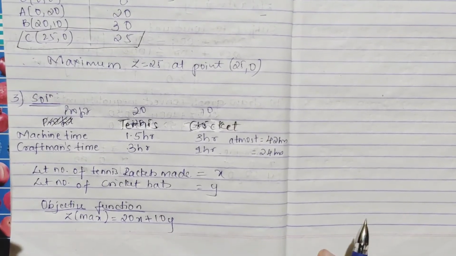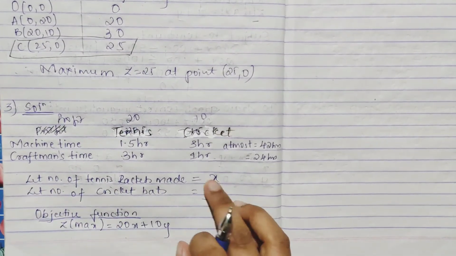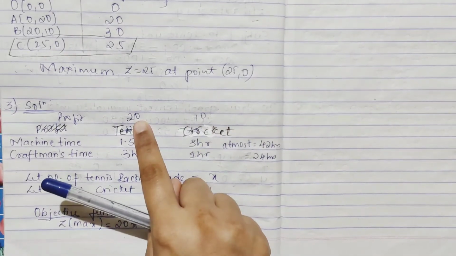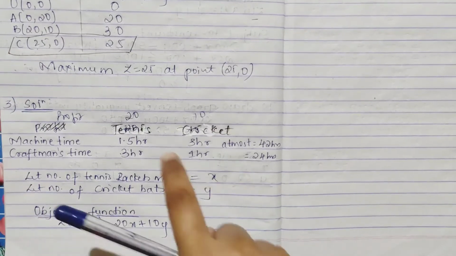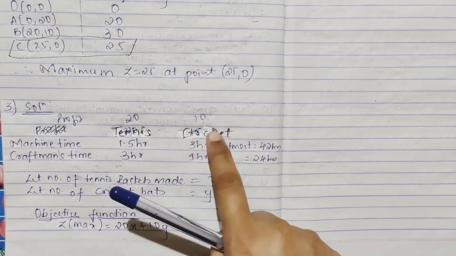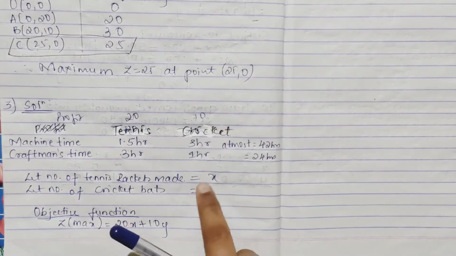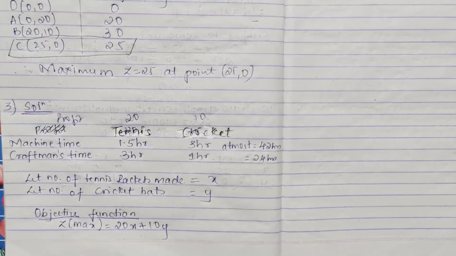Now we will find out our subject to constraints. Okay, we understood, right? We have taken the number of tennis rackets as X. For one tennis racket it is making 20 rupees profit. So for X tennis rackets, how much will it be? 20 into X. Same way, to make one bat it is making 10 rupees profit. For Y bats, how much will it be? 10Y. Subject to constraints also same.